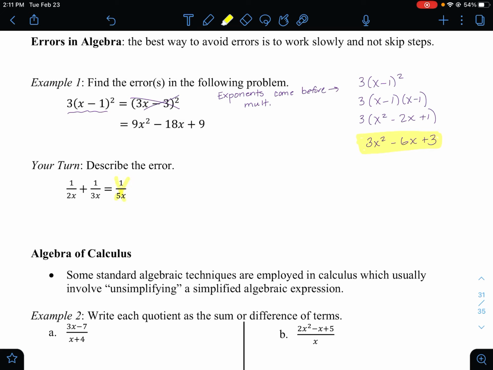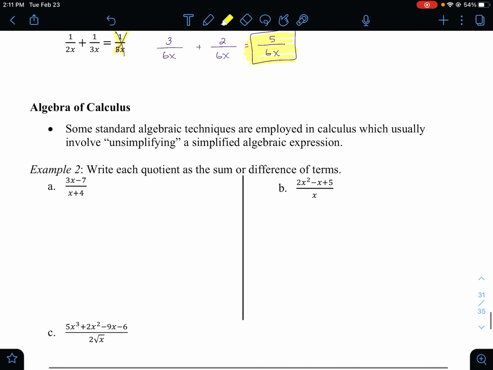So, whoops, let me cross that off, not highlight it. Our common denominator would be 6x. So this one here would be a 3. The second one would be a 2. So then if we added, it would be 5 over 6x as your answer. Simple enough, right?